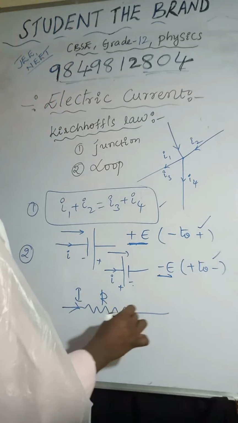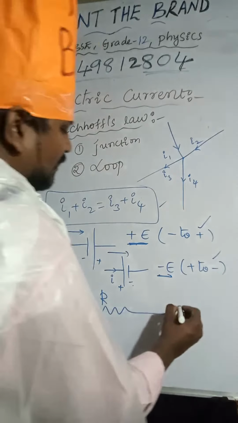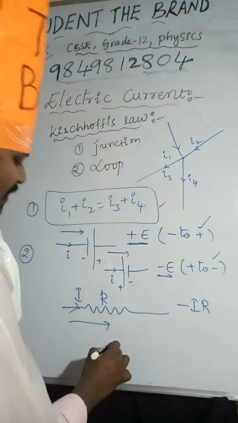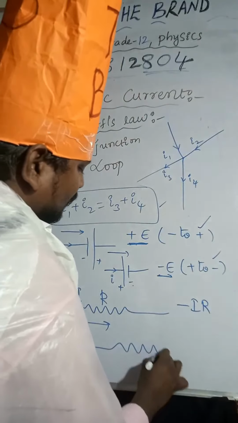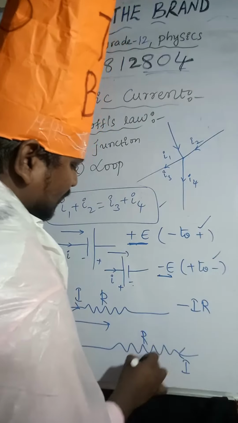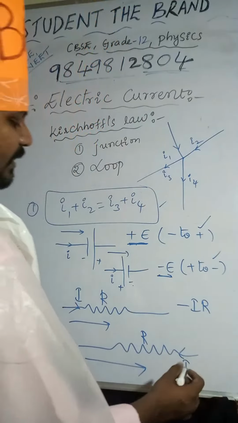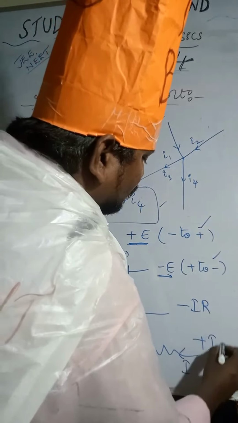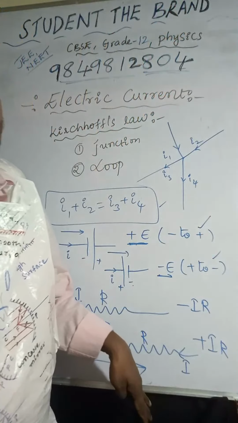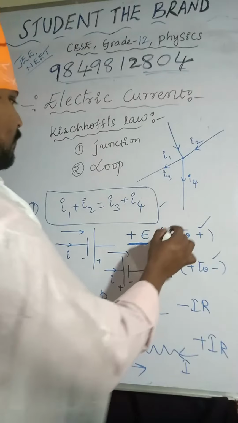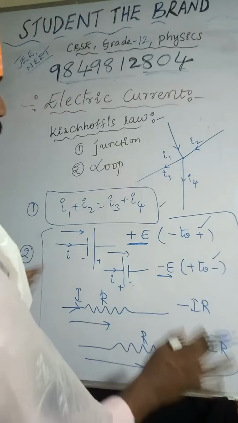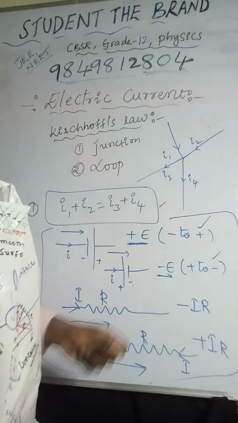So when you are moving along the current direction, the potential, that is nothing but I atom, is negative. When you are moving opposite to the current direction, the I atom is positive. So here the potential is decreasing, here it is increasing. That's why we are taking it this way. So these 4 points are very important. In the loop, especially, you have to remember these 4 points.